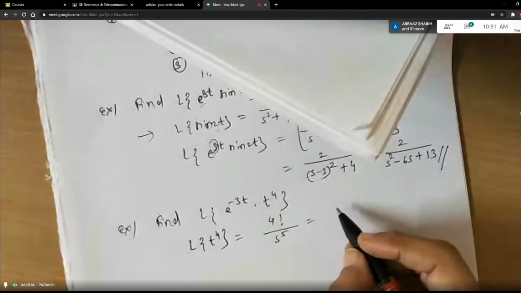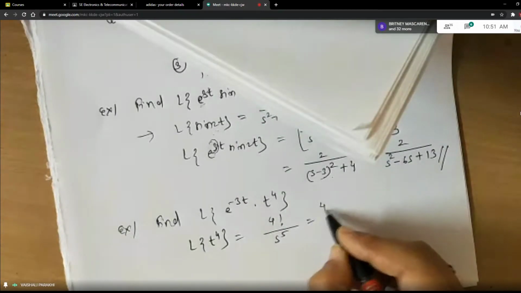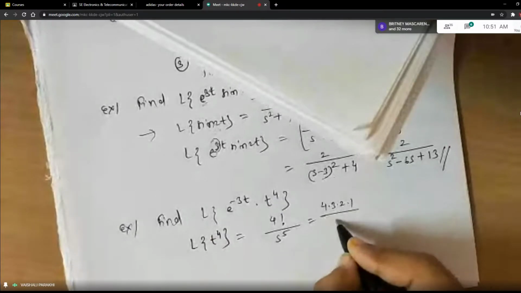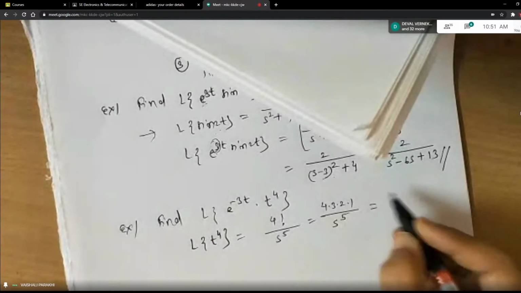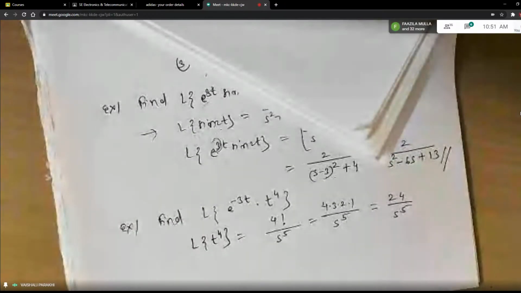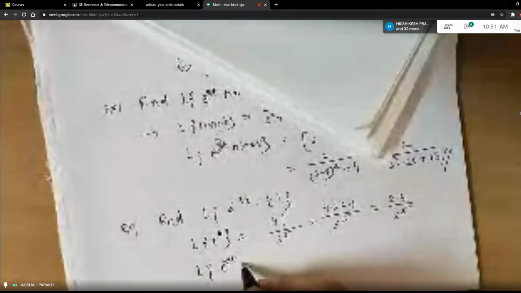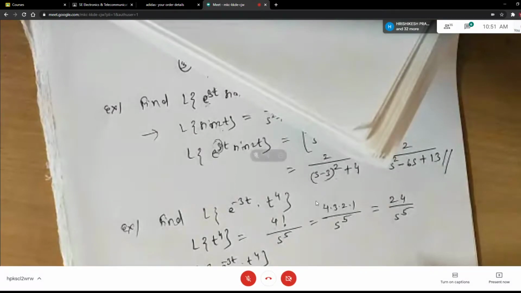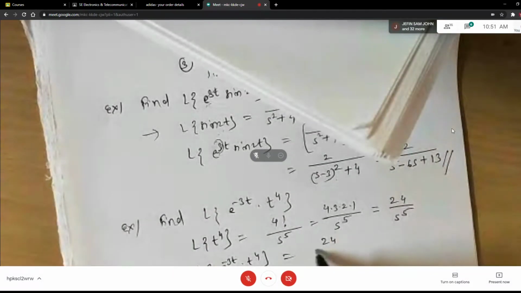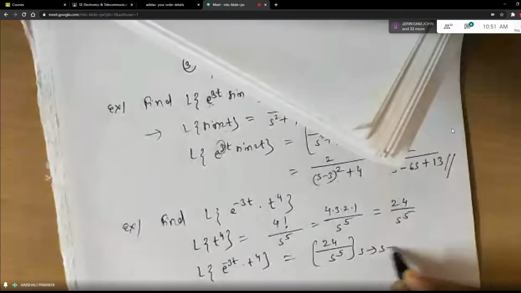So what is 4 factorial? 4 into 3 into 2 into 1, right? Divided by s raised to 5. So it is 24 divided by s raised to 5. This is your Laplace of the other function, that is t raised to 4. But what we want? We want the Laplace when it is multiplied by e raised to minus 3t. So whatever answer you got in the previous step, you are going to replace s by s plus 3.